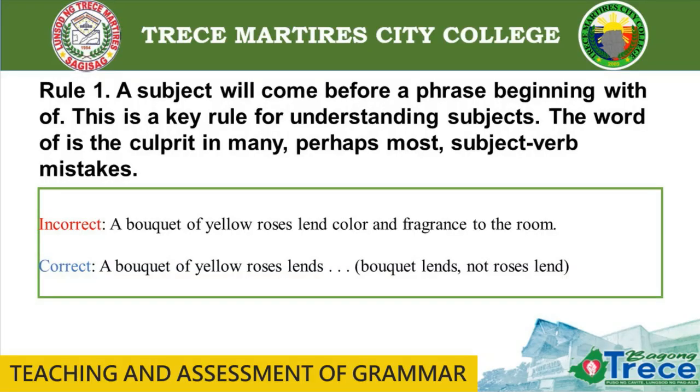Now let us go to the first rule. A subject will come before a phrase beginning with of. This is a key rule for understanding subjects. The word of is the culprit in many, perhaps most, subject-verb mistakes. As for example in here, the first is the incorrect: a bouquet of yellow roses lend color and fragrance to the room. But the correct one is a bouquet of yellow roses lends, which is bouquet lends, not roses lend.